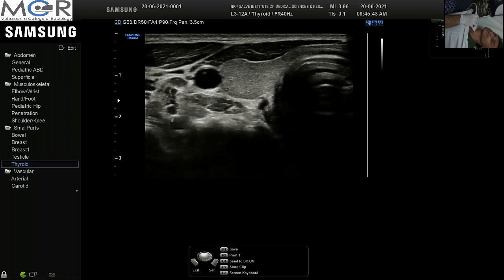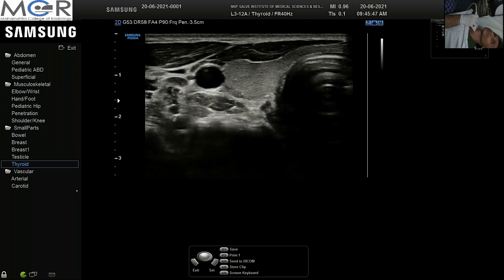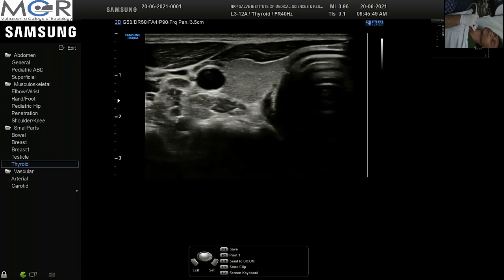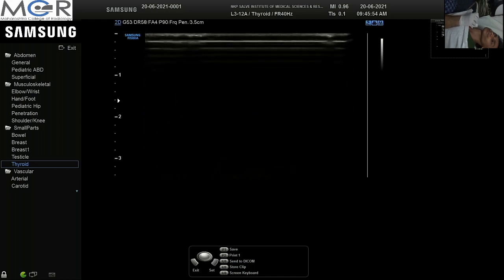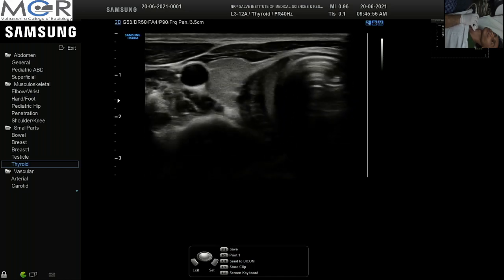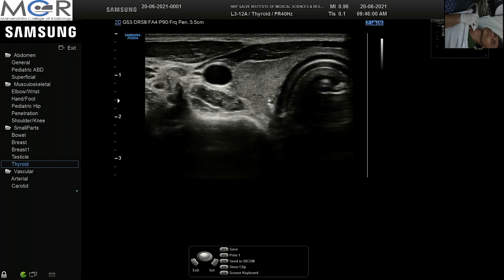This volume helps us to know how much is the dose of iodine 131 that can be required, and also for the follow-up of the treated patients. Then there is what is called Zuckerkandl tubercle. It is seen here.